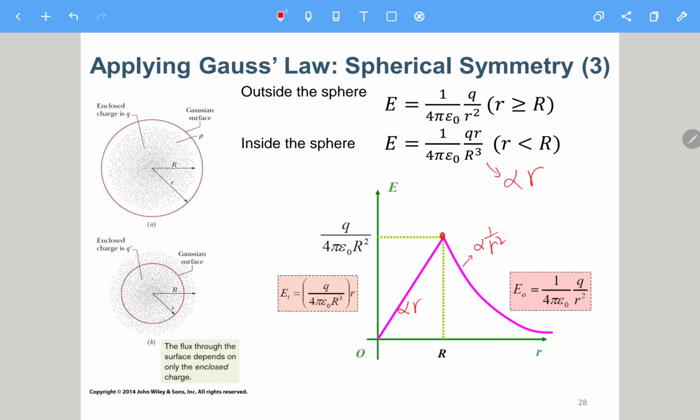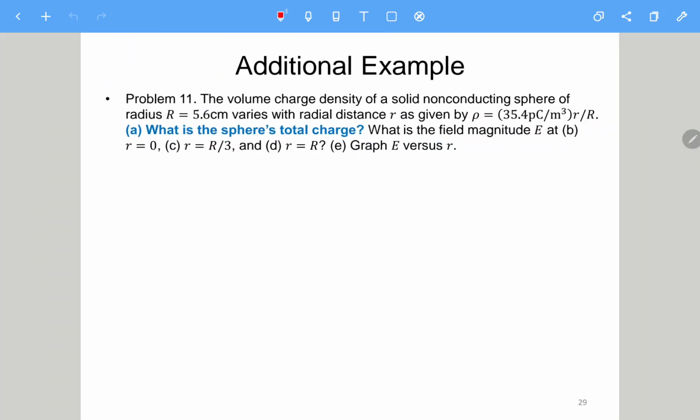Okay, so this is an additional example. If you have brought the textbook, this is one of the problems, the exercises there, I mean problem 11. This will be a difficult one, so I will just show you a bit.